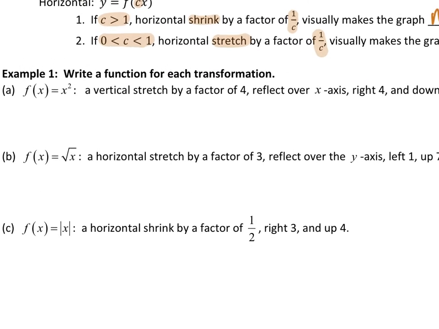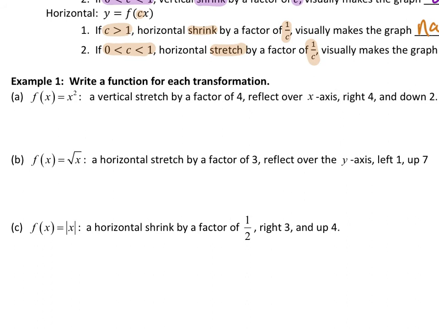But if we want to write a transformation for each function, we make sure, number one, we do them in the order that they are listed, because order matters for some of these, especially if it has words like then do this, or after that, we have to go in the correct order. So for this problem, we are going to vertically stretch by a factor of 4. We are going to reflect it over the x-axis. We're going to move it to the right, and we're going to move it down. Those are the 4 things we're going to apply to this parent function.